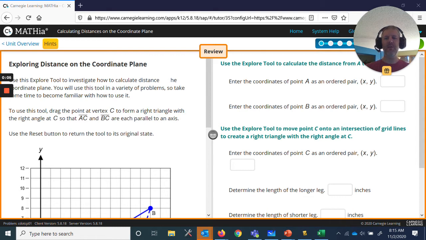Today's video is about calculating distances on the coordinate plane in MATHia to prep you for the Pythagorean theorem that we are discussing in class. So two things I want to point out for you.